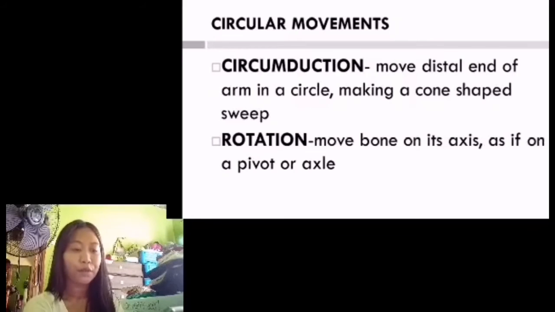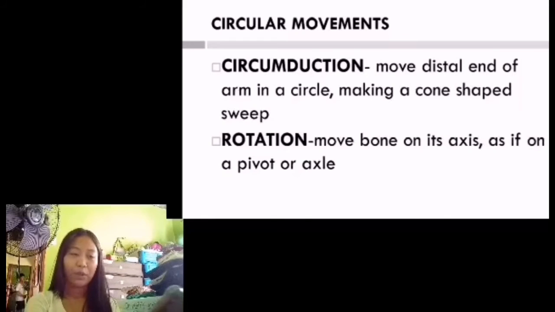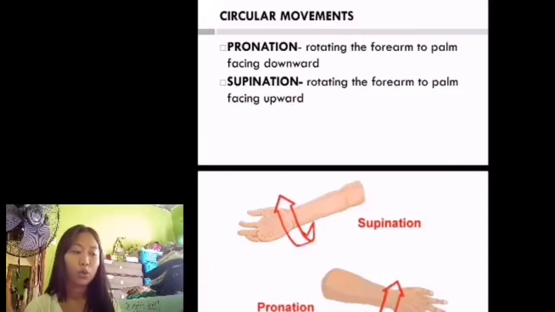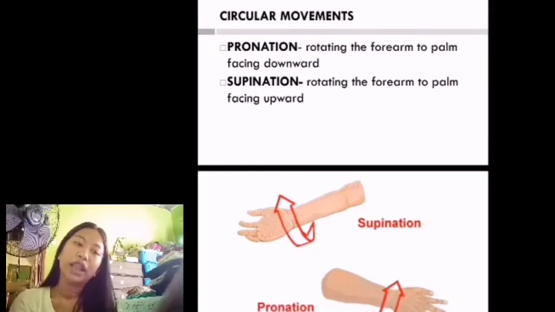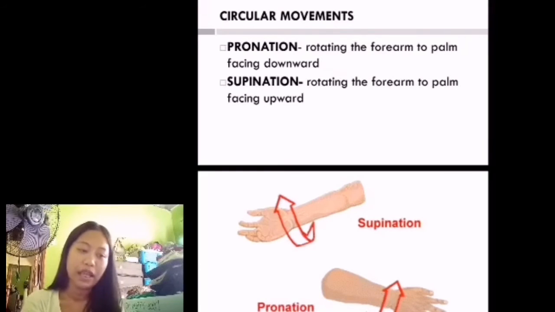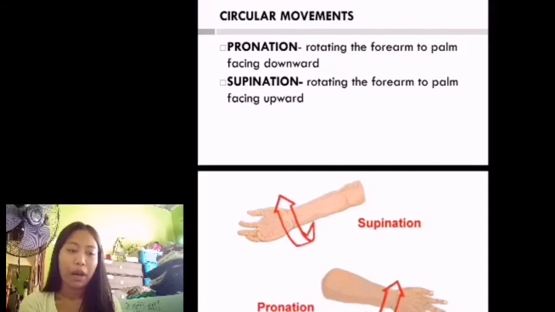I am going to tackle the circular movements. Circumduction moves the distal end of the arm in a circle, making a cone-shaped sweep. Rotation moves a bone on its axis as if on a pivot. There are two circular movements, pronation and supination. Pronation is rotating the forearm so the palm faces downward. Supination is rotating the forearm so the palm faces upward.